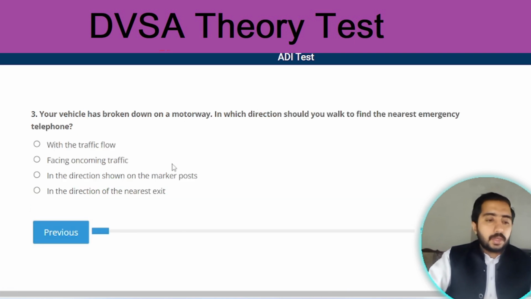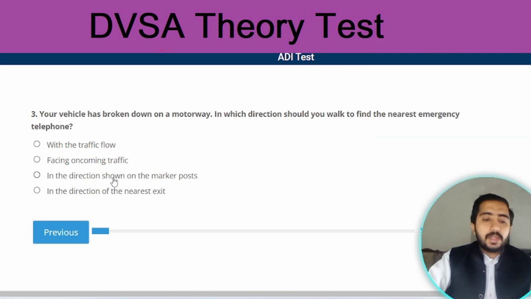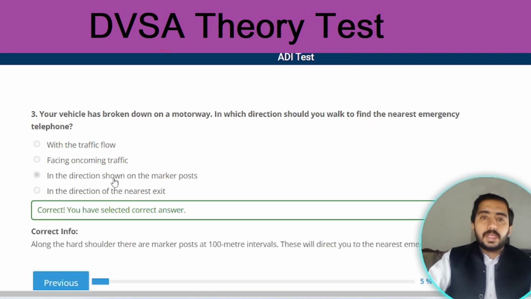Next question, question number 3. Your vehicle has broken down on a motorway. In which direction should you walk to find the nearest emergency telephone? The correct answer is in the direction shown on a marker post. The correct option is option C.